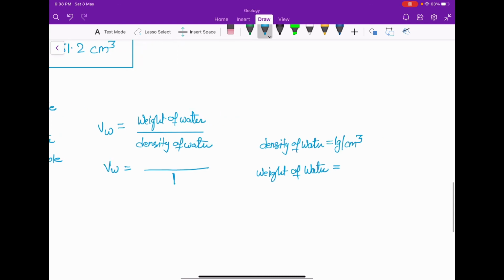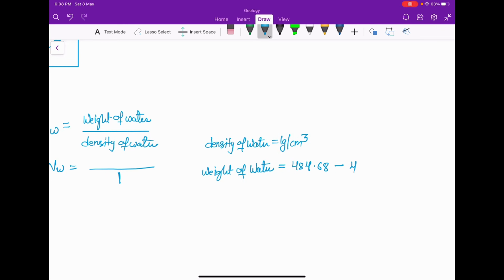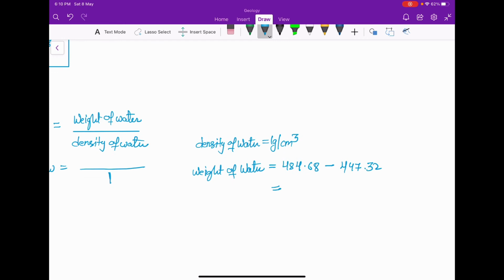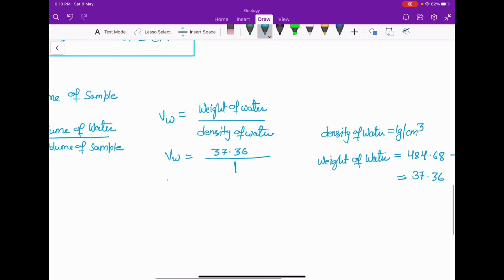The weight of water is equal to the total weight of the sample, 484.68, minus the weight of the dried sample, because the sample was put at 110 degrees Celsius for 24 hours to remove water content. That will be 447.32, so that will give 37.36. So the weight of water will be 37.36.